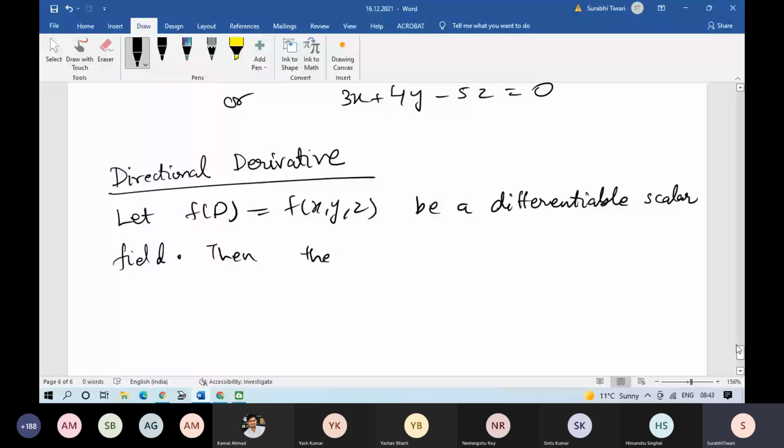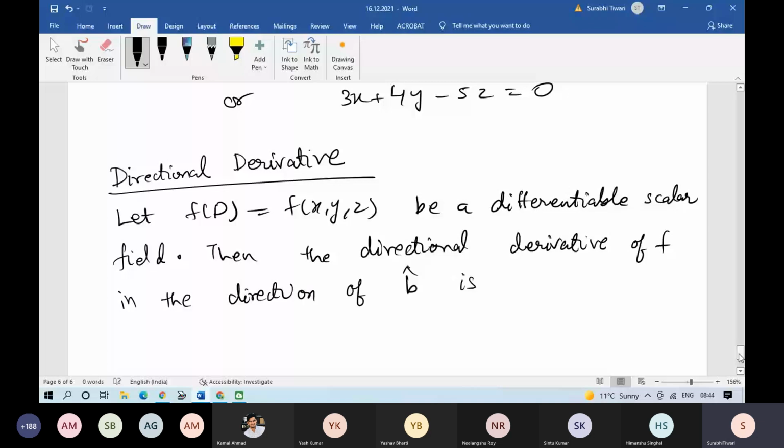So then the directional derivative of f in the direction of b cap is, direction means a given unit vector is given. The gradient of f dot that unit vector. This is equal to gradient of f dot unit vector.